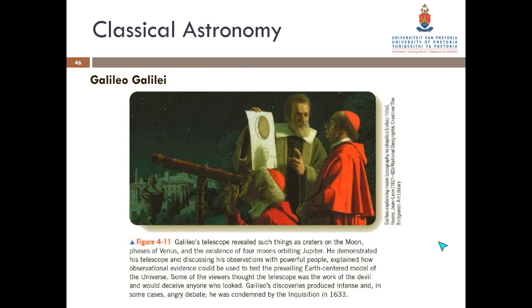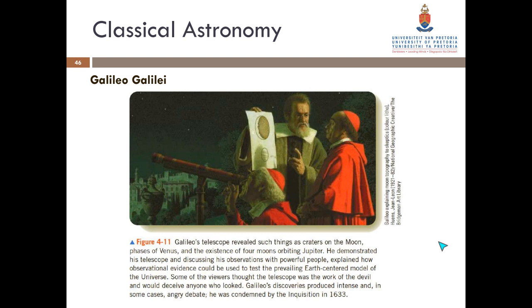So Galileo's telescope revealed such things as craters on the moon, phases of Venus, and the existence of four moons orbiting Jupiter. He demonstrated his telescope and, discussing his observations with powerful people, explained how observational evidence could be used to test the prevailing Earth-centered model of the universe.